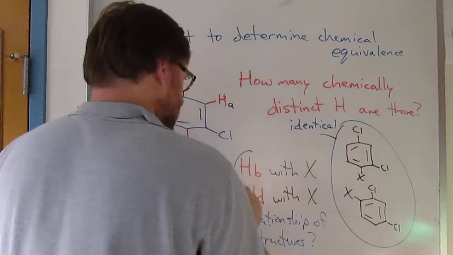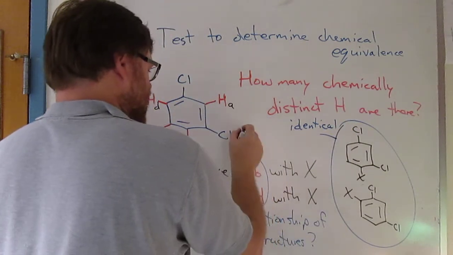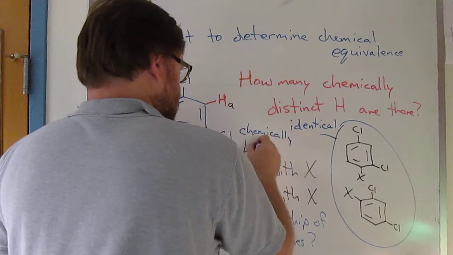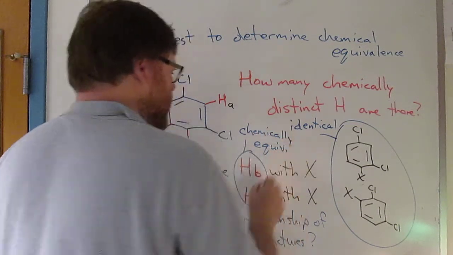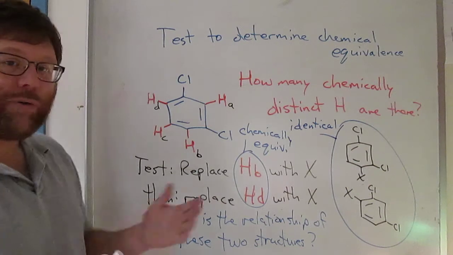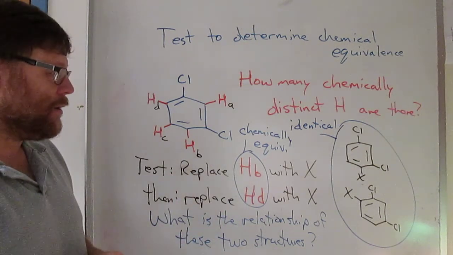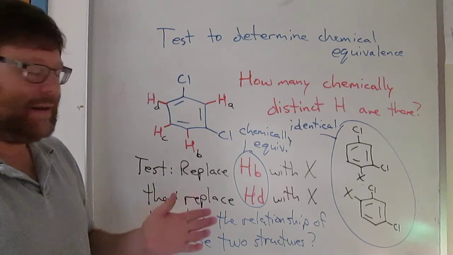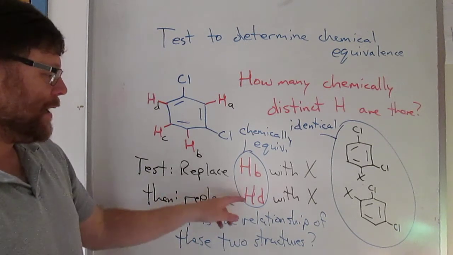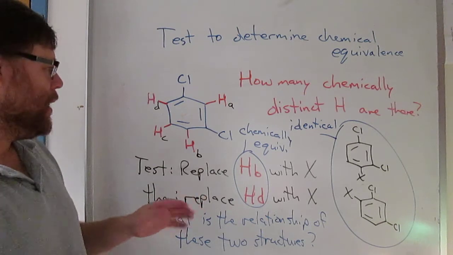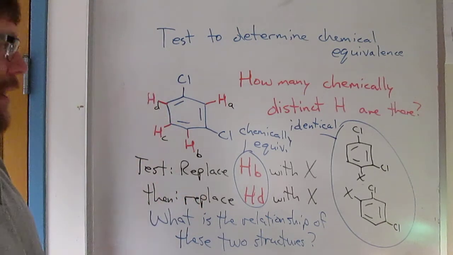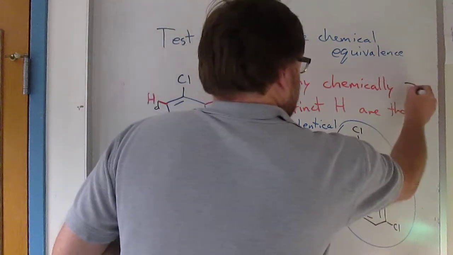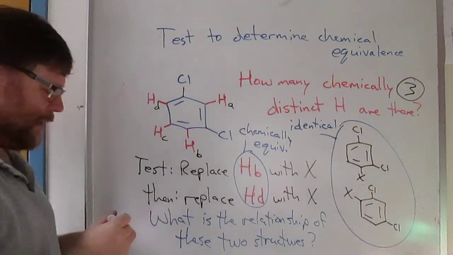And so that means HB and HD are chemically equivalent. All right? If two protons, two carbons are chemically equivalent, they have to give exactly the same chemical shift in the NMR spectrum. So HB and HD will give one signal. And so if you work through this, the answer overall is there are three chemically distinct protons.